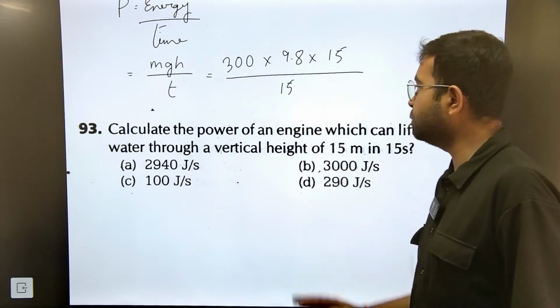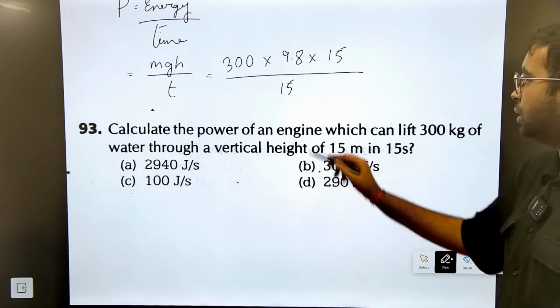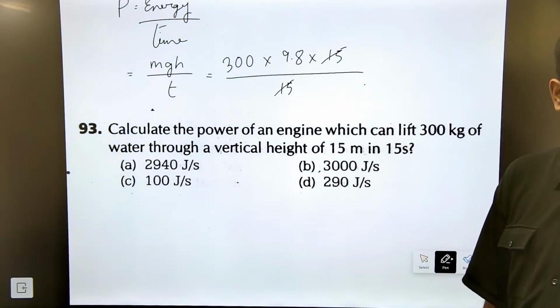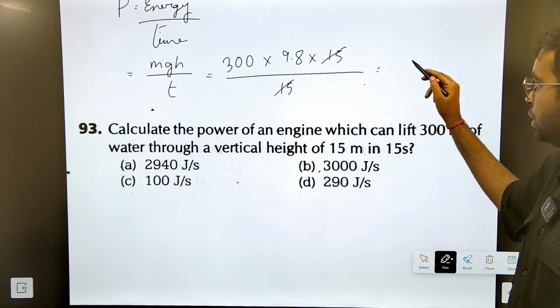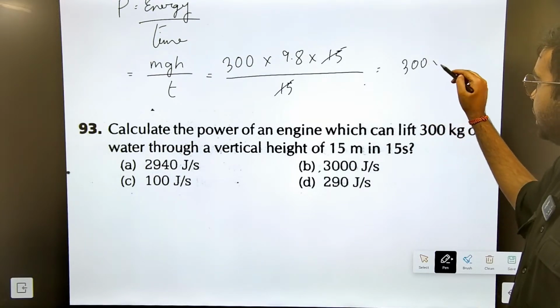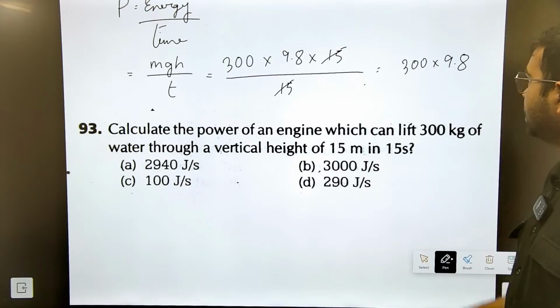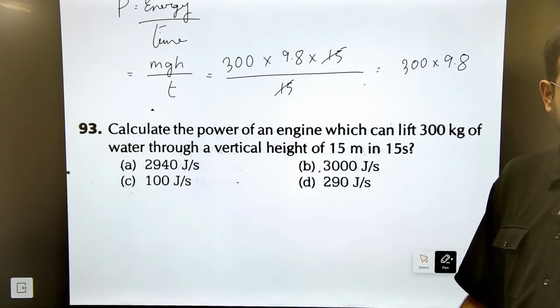So we have put the values here. हमें power निकालना है अभी. 15, 15 cancel. ठीक है? What are we left with? We are left with 300 into 9.8. ठीक है? Just multiply 300 into 9.8.